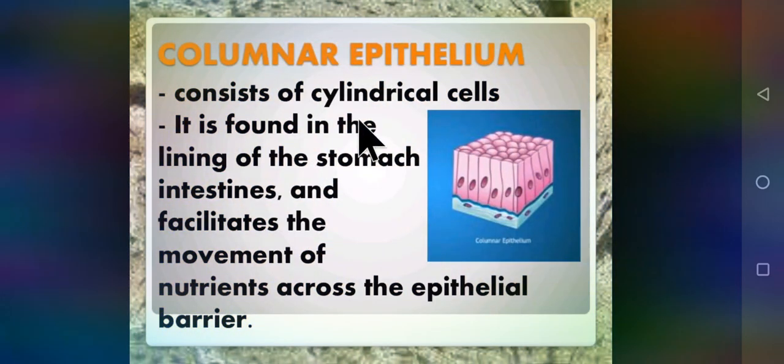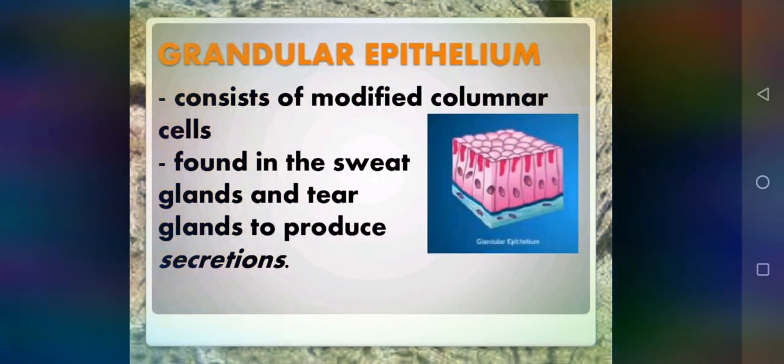Next is columnar epithelium. It consists of cylindrical cells. It is found in the lining of the stomach and intestines, and it facilitates the movement of nutrients across the epithelial barrier. Now next one is glandular epithelium. It consists of modified columnar cells. It is found in the sweat glands and tear glands to produce their secretions.